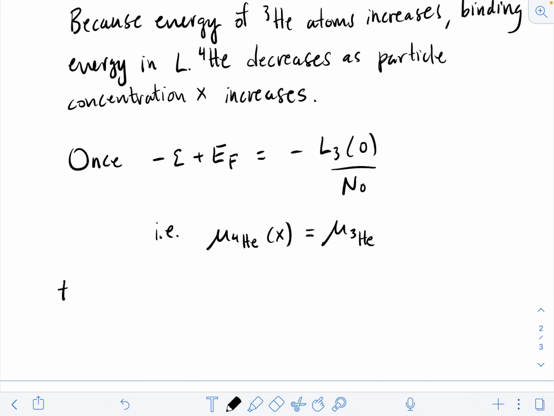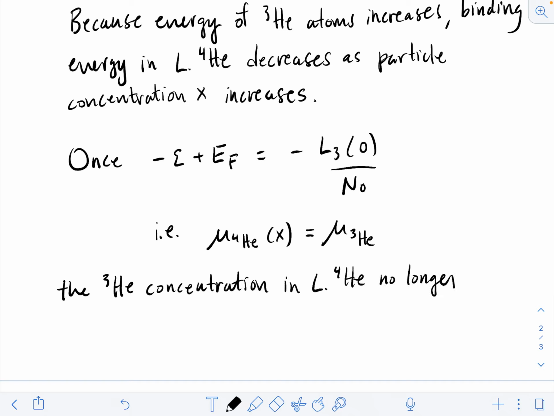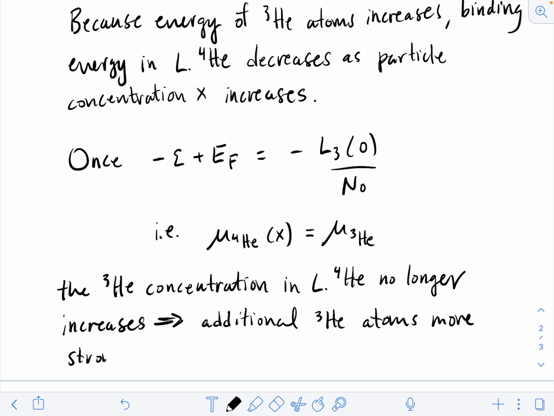So once this condition is met, the helium-3 concentration in liquid helium-4 no longer increases, and additional helium-3 atoms are more strongly bound in liquid helium-3.